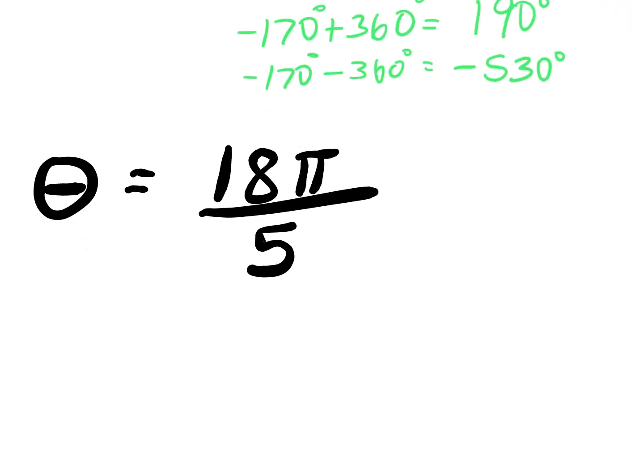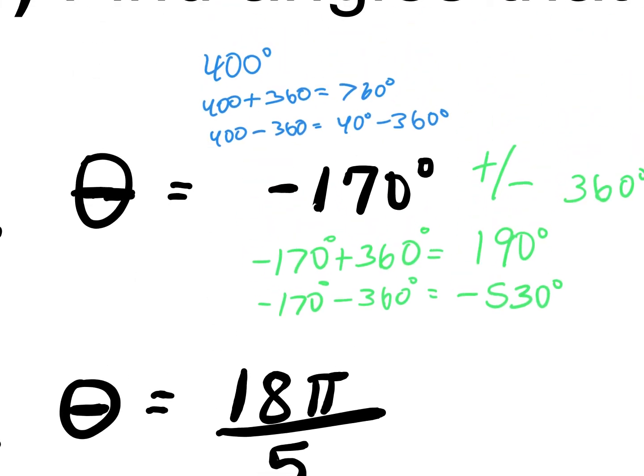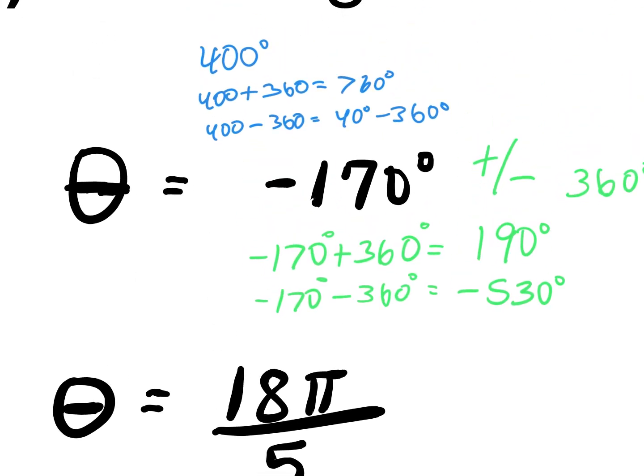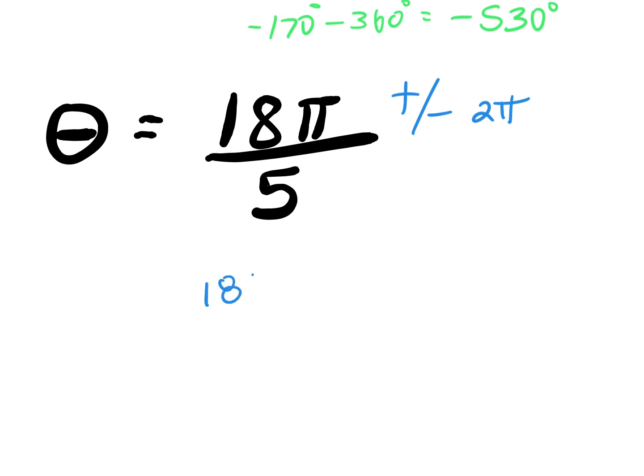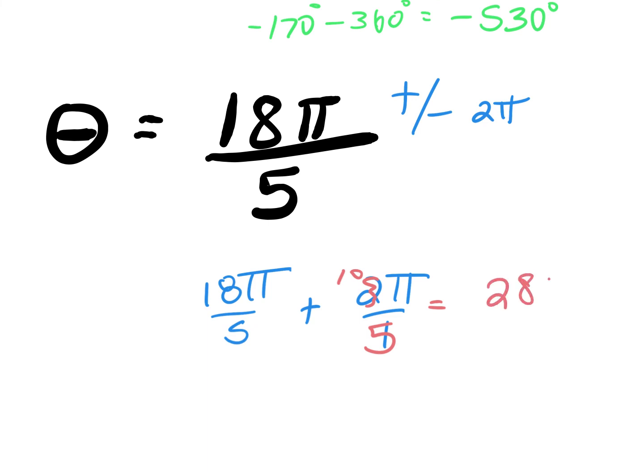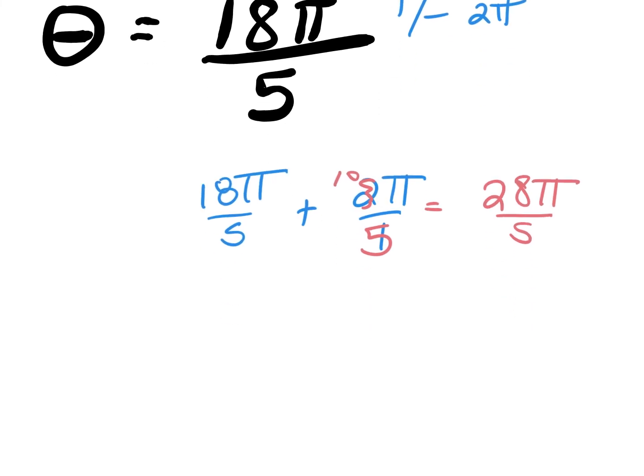So 18 pi over 5. Obviously, this is in radians because it has pi. There's no degree sign. So I know I'm going to add and subtract 2 pi. Remember, you start with the angle itself. So 18 pi over 5 plus 2 pi over 1. What's my common denominator between 5 and 1? 5. So 5 on the bottom becomes 10 on top, correct? What's 18 plus 10? 28 pi over 5. Do you have any idea where that is in the unit circle? No, that's okay. It's fine. But is it positive? Good.